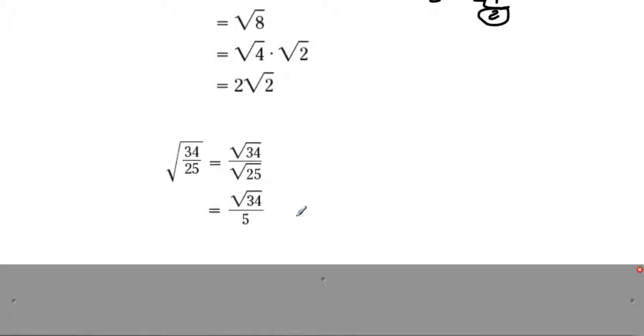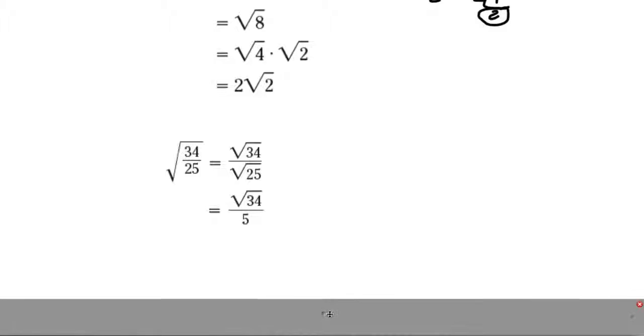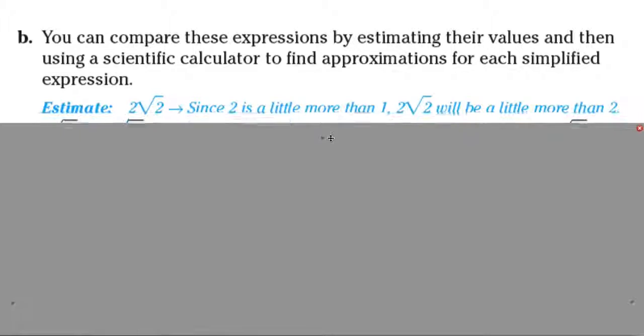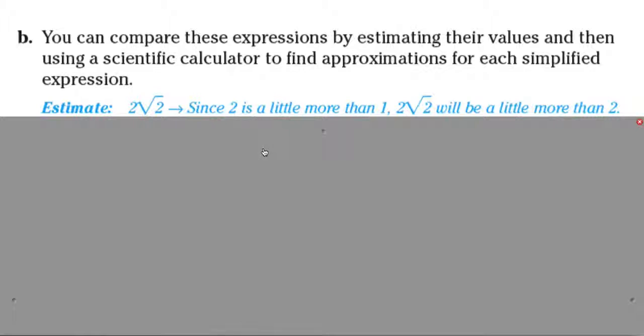So in letter B, we want to compare the expressions using greater than, less than, or equal to. We can compare these expressions by estimating their values and then using a scientific calculator to find approximations for each simplified expression. So first, let's do some estimating. We estimate that 2 radical 2, since radical 2 is a little more than 1, will be a little more than 2.